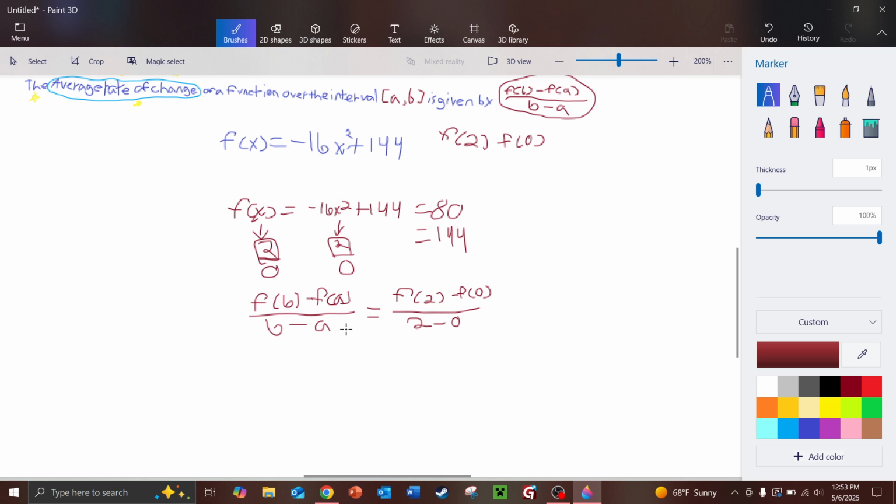So, with that in mind, we would get 80 minus 144 over 2 minus 0. And putting those together, we get negative 32.